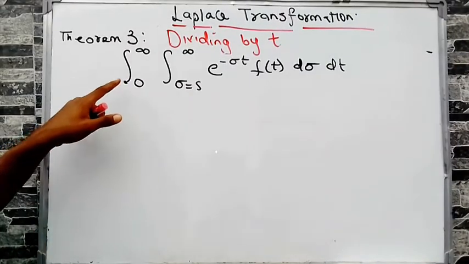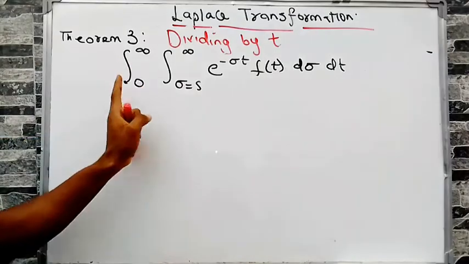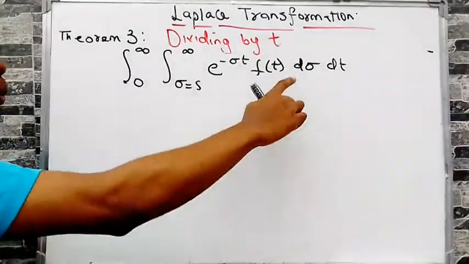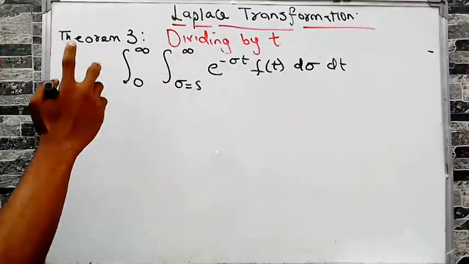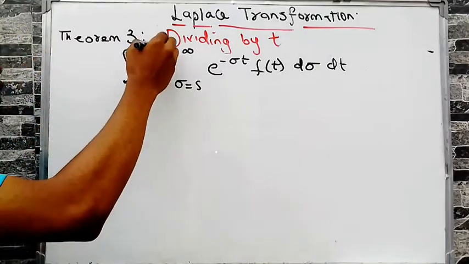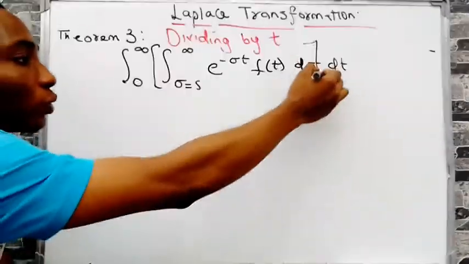Like I said, we're going to integrate this with respect to this and integrate this with respect to this. Integrating this with respect to this, we're having a double integral. We're going to be integrating with respect to two different variables. So we are going to be integrating this with respect to this.